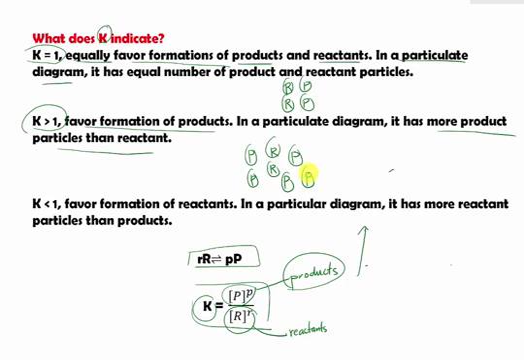We can say that instead of favoring product formation, we now favor the formation of the reactant, which makes sense. The only way that K can be less than 1 is that this value right here, the reactant, would increase. Therefore, we would have a number divided by a larger number, making K less than 1. So in this case, if we look at the particulate diagram, it would have more reactant particles than product.